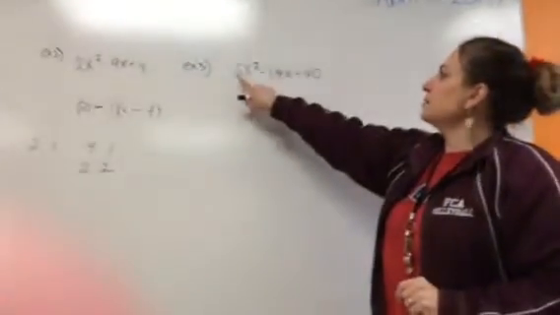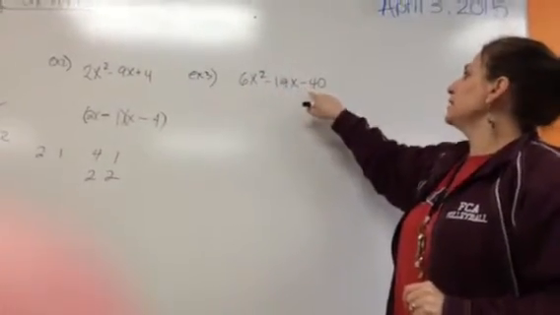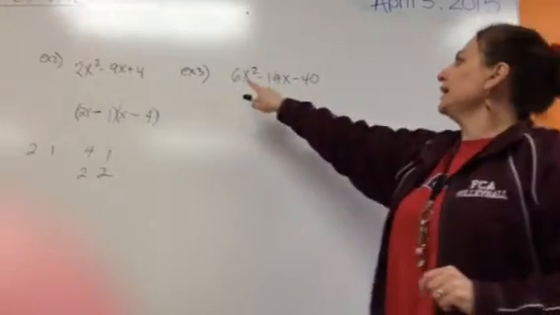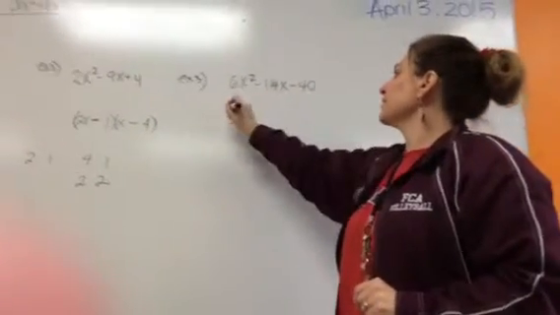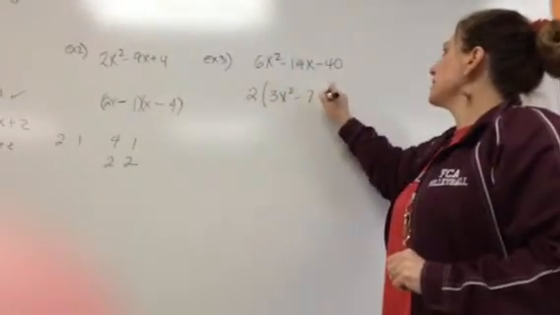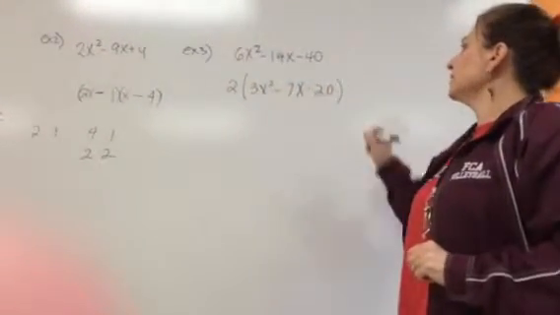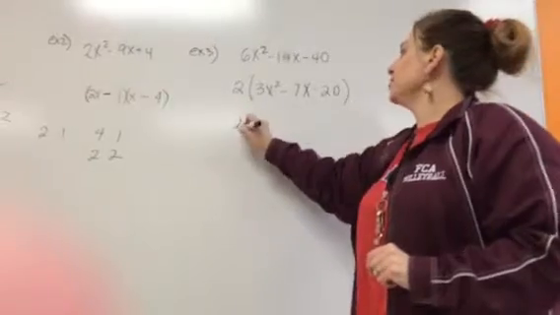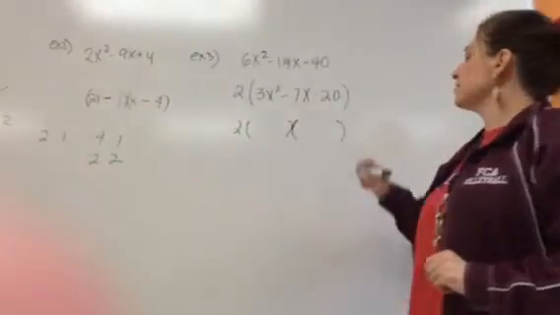Okay, last one, 6x squared minus 14x minus 40. I can factor something out of here. I'm going to factor out a 2. So I'm left with 3x squared minus 7x minus 20. Now it's a little easier. I always have to leave my 2. Then I'm going to put my two sets of parentheses.